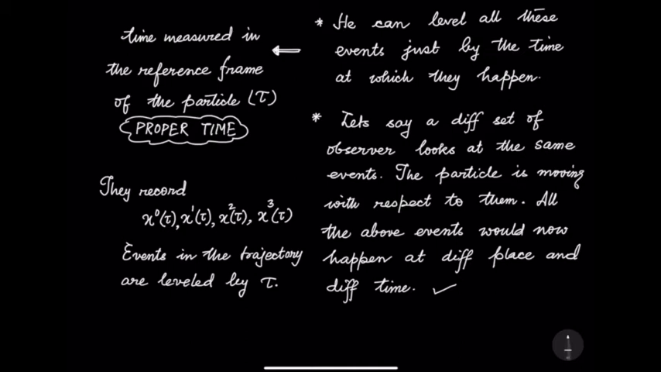x0 has different values, and x0, which is c times t, is also a measure of time, because this now depends on which reference frame you are in. So it depends on the reference frame or the coordinate system associated with this reference frame. This is called coordinate time.